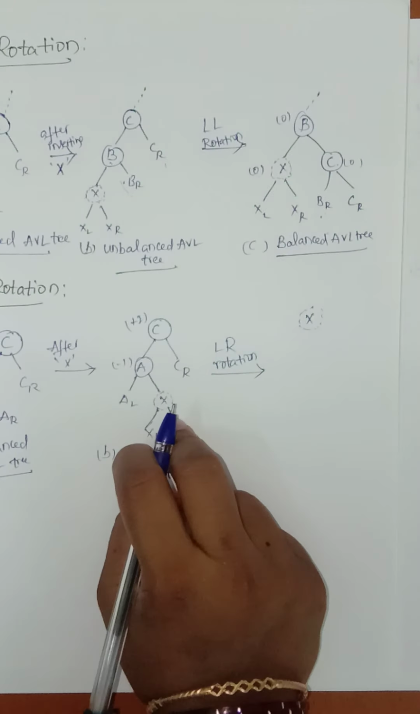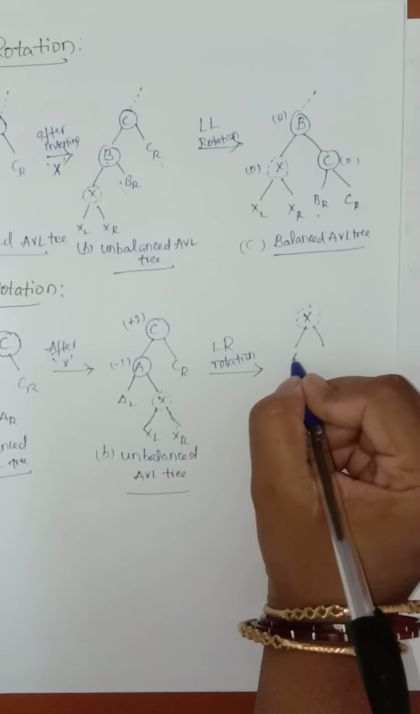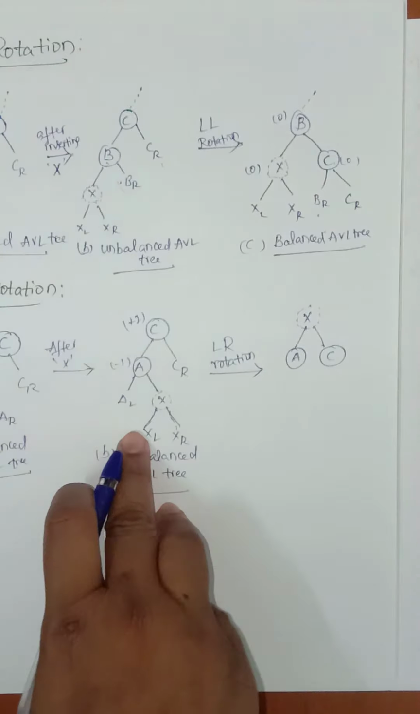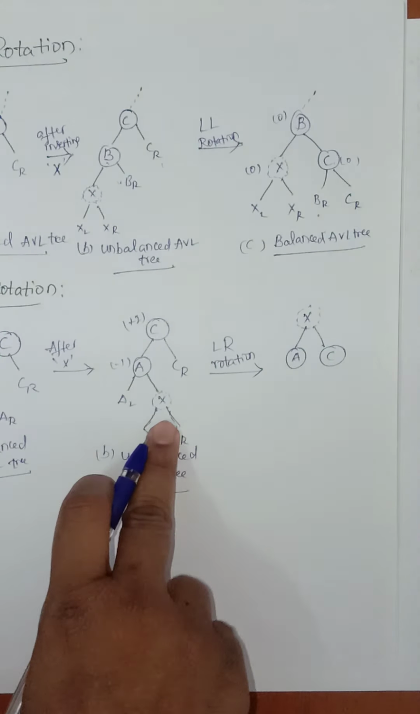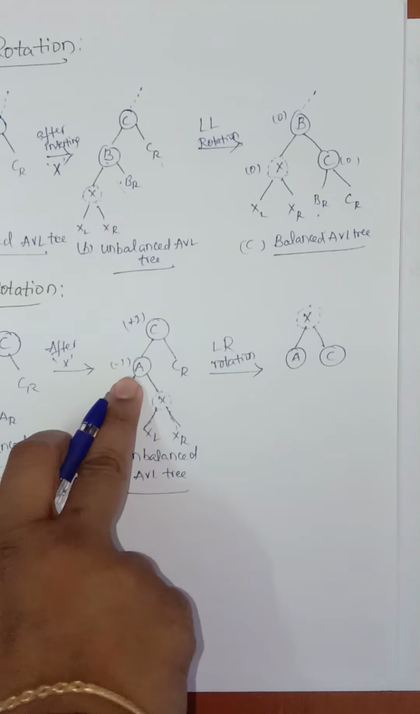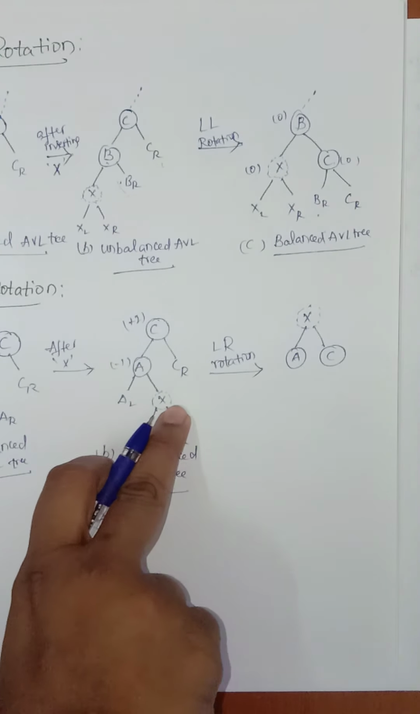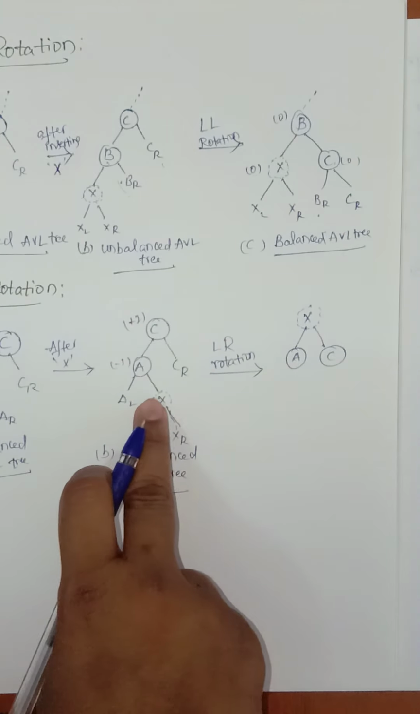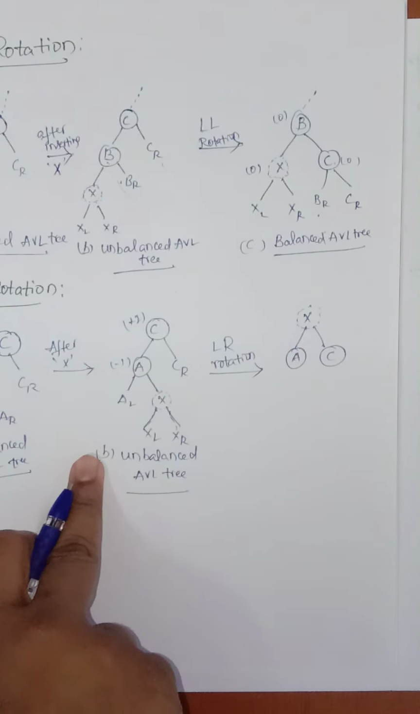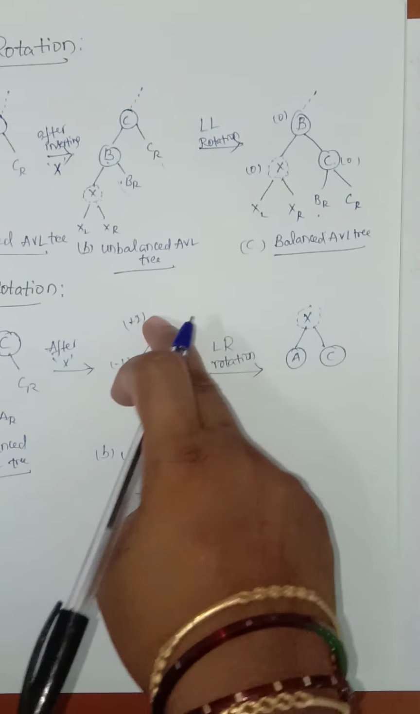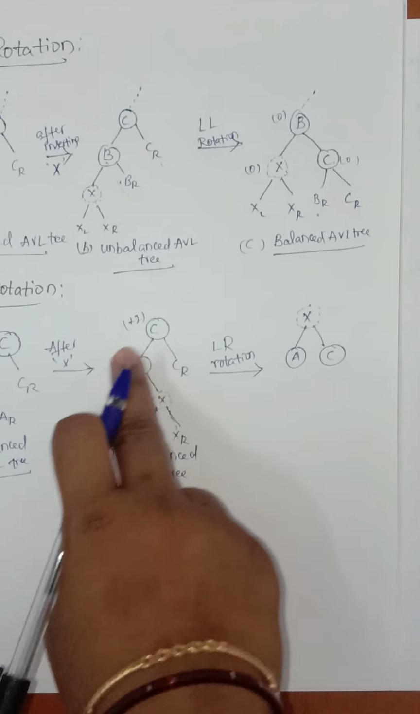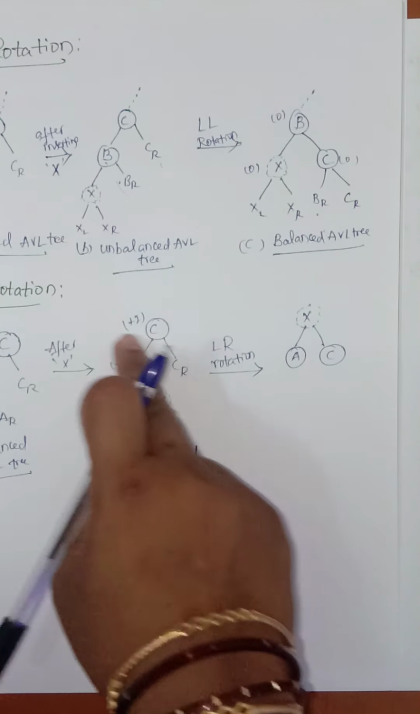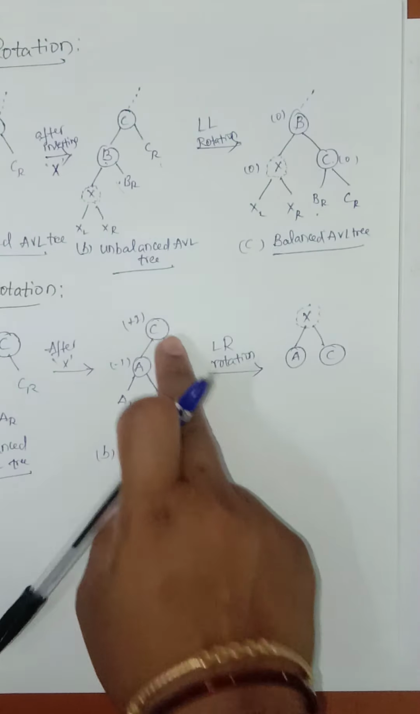We are making this the root node, with A as the left child and C as the right child. Because we have placed X at the right part of A, A is less than X. Then when we rotate this element over here, we consider this as the left child and this as the right child, because C is greater than the left subtree, so it will be the right child.